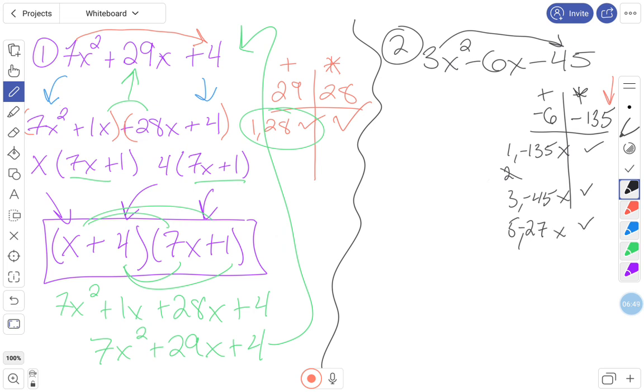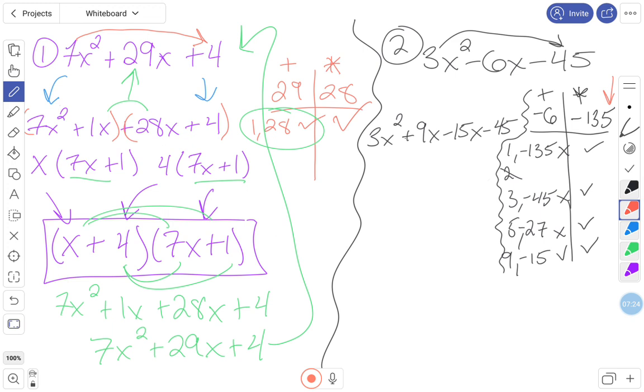So let's try a 7. Turns out 7 is an awkward number. It's a decimal, so I don't want that. If I try 9, that gives me a negative 15. And hey, bingo, that one does add. So that one took a little longer to figure out, but that was okay. And so now I'm going to do 3x squared plus 9x minus 15x minus 45.